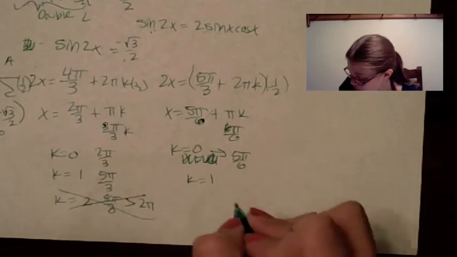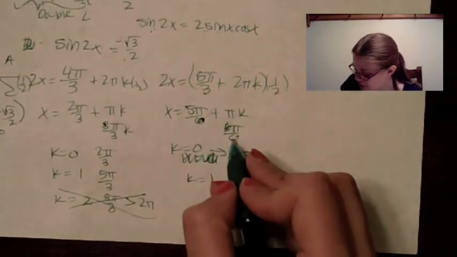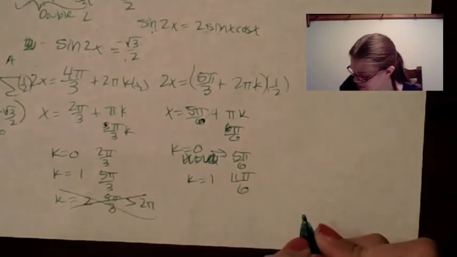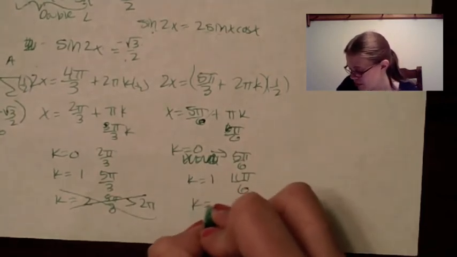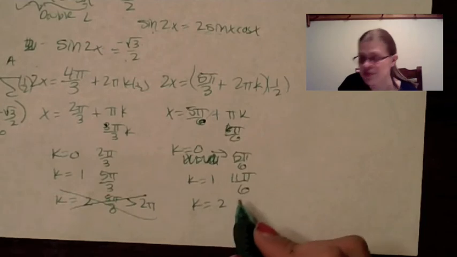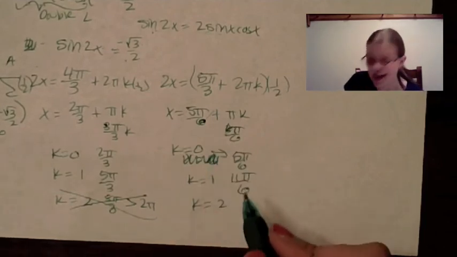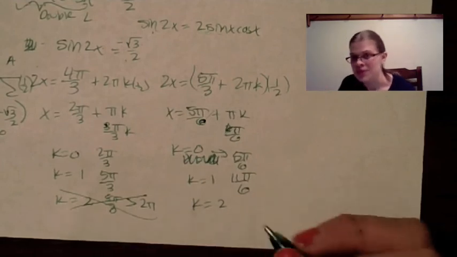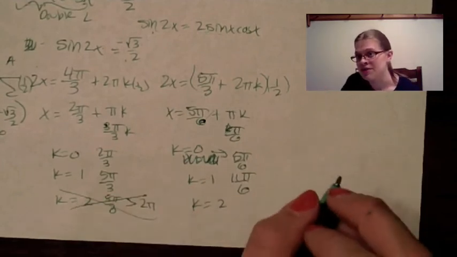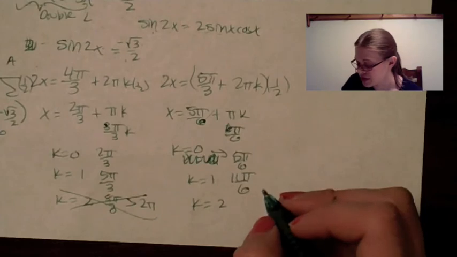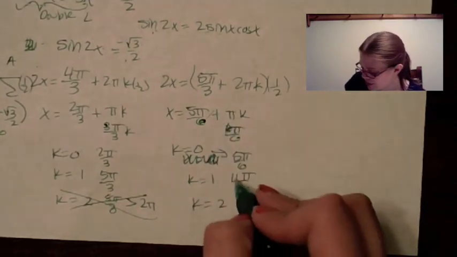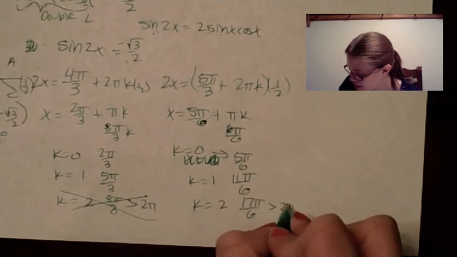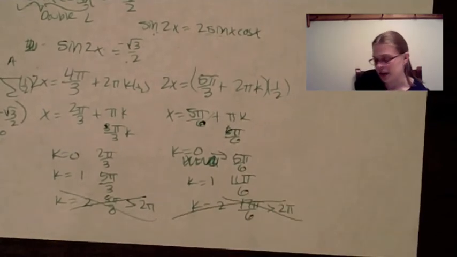If I plug in 1, I get 5 pi 6 plus 6 pi 6, which is 11 pi 6. If I plug in 2, you should notice this is really close to 2 pi, so if you add anything more than 1 pi 6 to it, it's not going to work out. As a side note, you can stop there if you realize it. If you don't, then do it until you figure it out. 11 pi 6 plus 6 pi 6 is 17 pi 6, which is greater than 2 pi, so I can't do that one either.